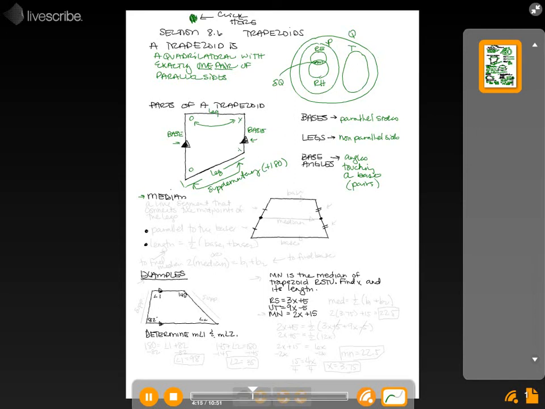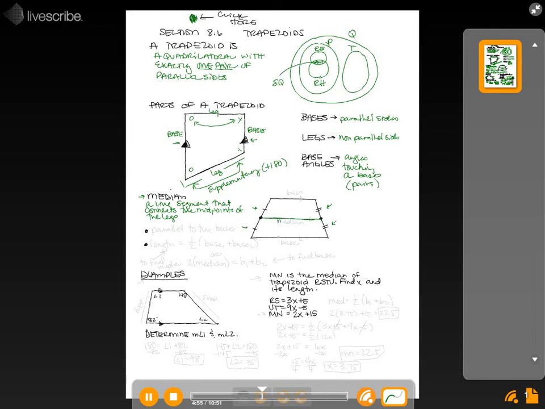So the median is a line segment that connects the midpoints of the legs. Okay? We have the midpoints marked here, and notice that this side, because the legs aren't going to be the same length, the left-hand side here has congruent marks with one hash mark. The right side has two, because they're not going to be the same length. But the median connects those.